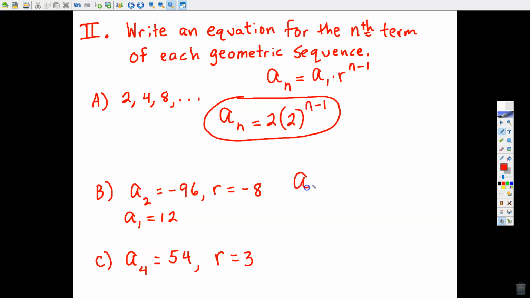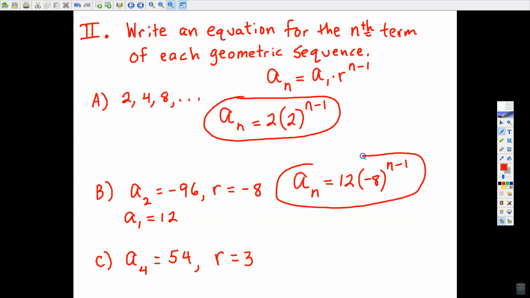So my equation is going to be some nth term can be found by taking the first term, which is 12, multiplying by r, which is given as negative 8, and raising that to the n minus 1 power. All right, pretty easy so far.